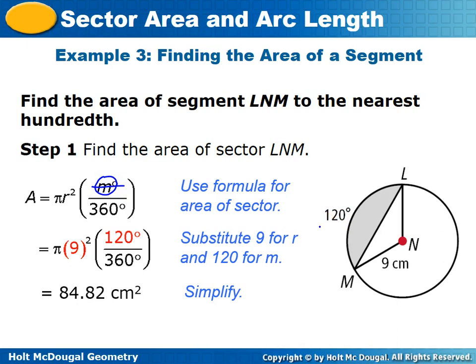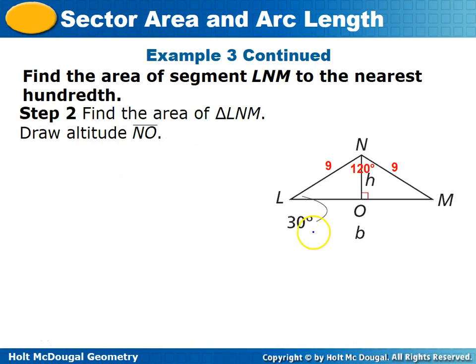Now, we're going to multiply this by pi again, because the area of a triangle is not going to have pi in it. So we're going to go ahead and find that area, and then we are going to now find the area of the triangle. So I'm going to pull that triangle out and redraw it right here. I put the 120 degrees up here where n was, and the 9 and the 9.